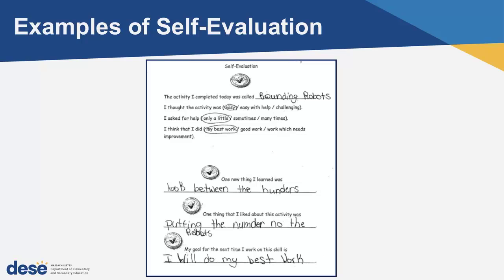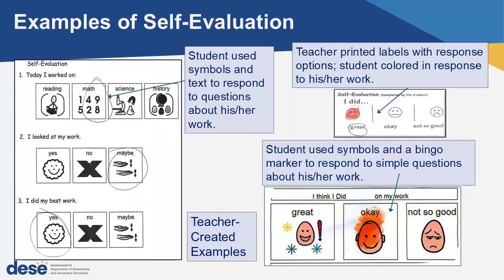You can definitely use the same self-evaluation. In this case, the teacher wrote, the activity today was called. Now, maybe your student can't fill out what it was called and you fill that out. Perhaps they can't circle. You can circle the answers if they tell you. But this is a nice way. It can be used for all content areas.